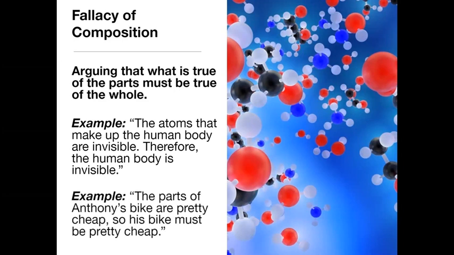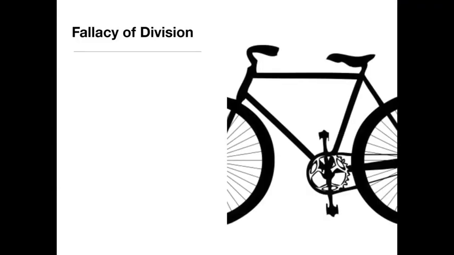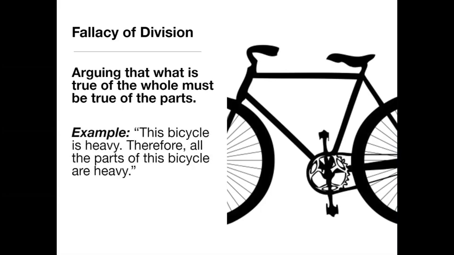Here's another simple example. The parts of Anthony's bike are pretty cheap, so his bike must be pretty cheap. Just because the individual parts aren't expensive doesn't mean that the overall bike isn't expensive, right? The fallacy of division just goes in the opposite direction. This is arguing that what is true of the whole must be true of the constituent parts. So, this bicycle is heavy, therefore all the parts of this bicycle are heavy. That's obviously not good reasoning.